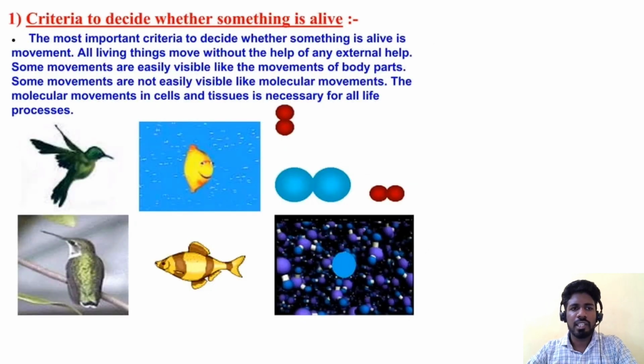What is the criteria to decide whether something is alive? The most important criterion is movement. All living things move without the help of any external force. Some movements are easily visible, like movements of body parts, but some are not easily visible, like molecular movements. The molecular movements in the cells and tissues are necessary for all life processes.